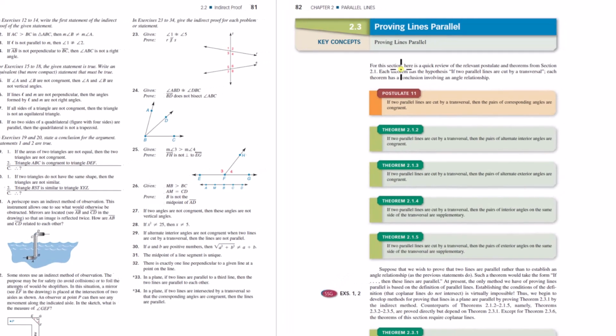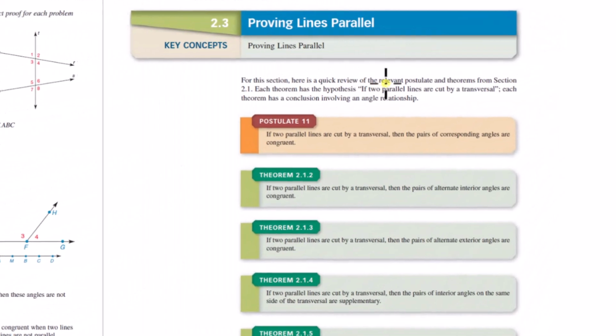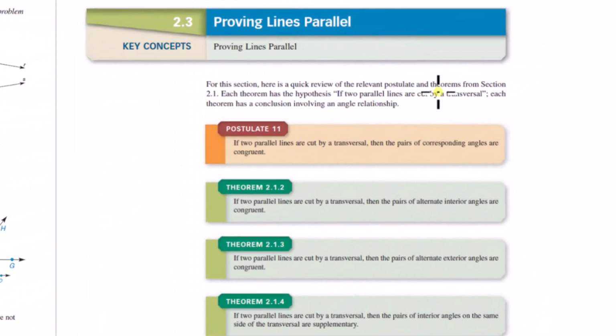Okay, for this section, here is a quick review of the relevant postulate and theorems from section 2.1. Each theorem has the hypothesis: if two parallel lines are cut by a transversal. Each theorem has a conclusion involving an angle relationship. All right. If two parallel lines are cut by a transversal, then the pairs of corresponding angles are congruent. That was a postulate, right?